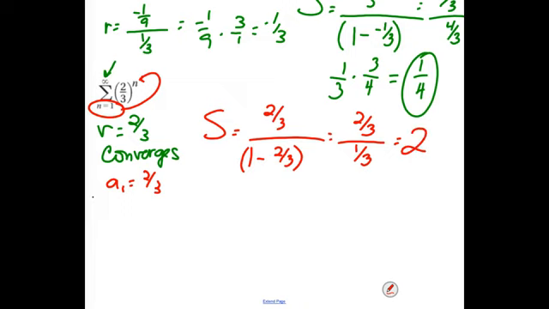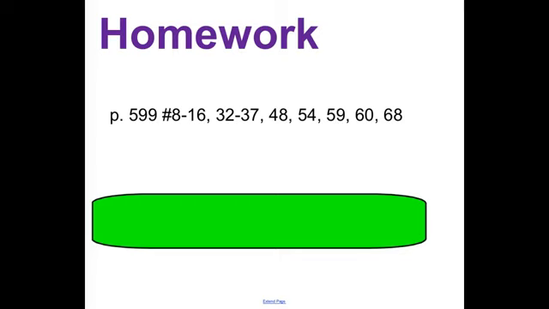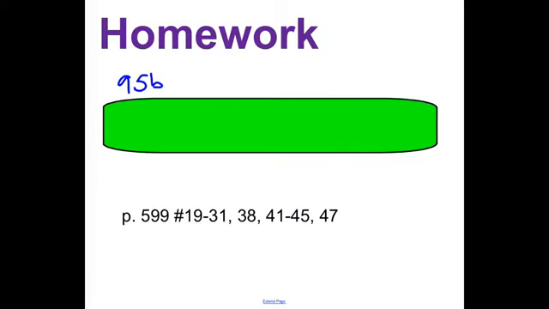Questions on using that infinite one? All right. So homework for this is 9.5b. You are also expected to do the formative quiz for 9.4. I will get that open for you in just a second. If you have not done the 9.1 to 9.3 formative, I will be talking with you today. Correction, our assignment is page 599, 19 to 31, 38, 41 to 45, and 47.